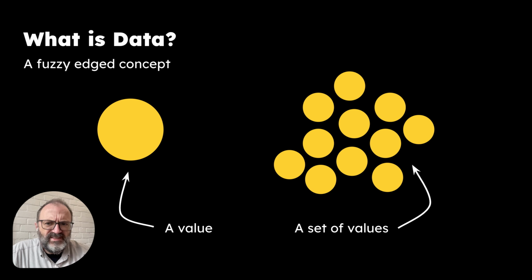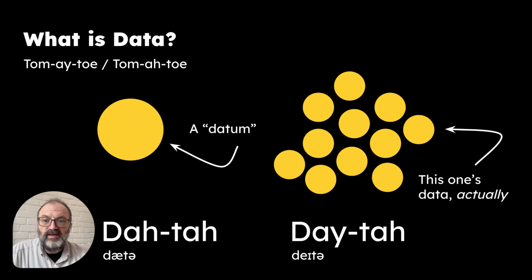So if we ask ourselves, what is it? It turns out it's actually quite a fuzzy edge concept. There's not a complete agreement about what data means, but there are certainly common aspects in the discussion around it. Data often centers around a value or a set of values, and there is techie language around that. You have things like a datum. A datum is like a single unit of data. And actually, technically, the plural is data.